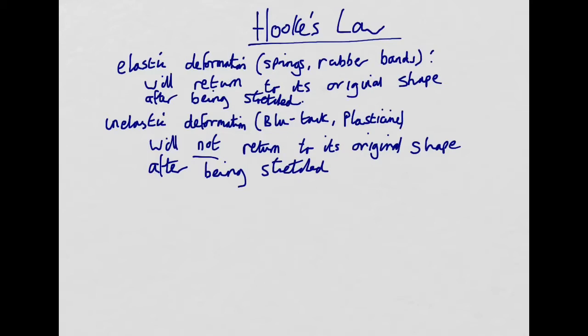So starting with elastic deformation, so things like springs and rubber bands. The spring we used in our investigation exhibited elastic deformation, which meant that it returned to its original shape once we stretched it. So if you stretch it and you let go, it will ping back to its original length again. In plastic deformation, so things like blu tack and plasticine do this. If you stretch it, it will not return to its original length. It will stay deformed. It will stay in a different shape than it was. Okay, so that's the difference between those two.